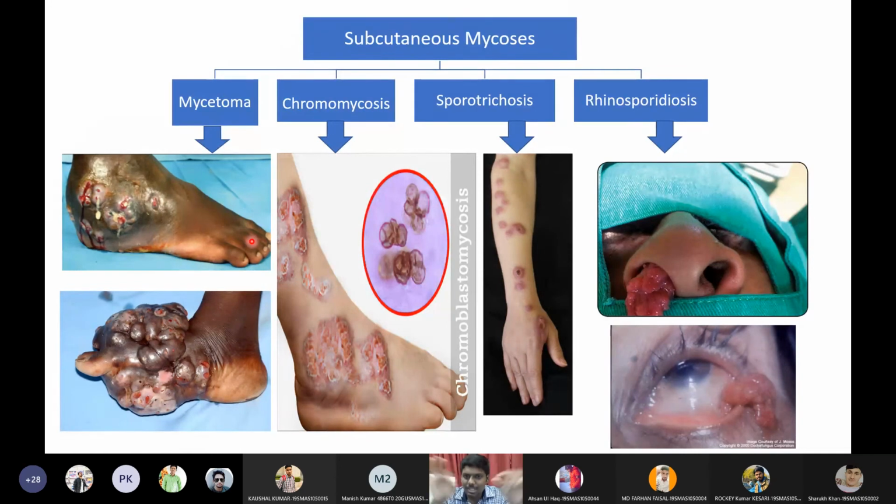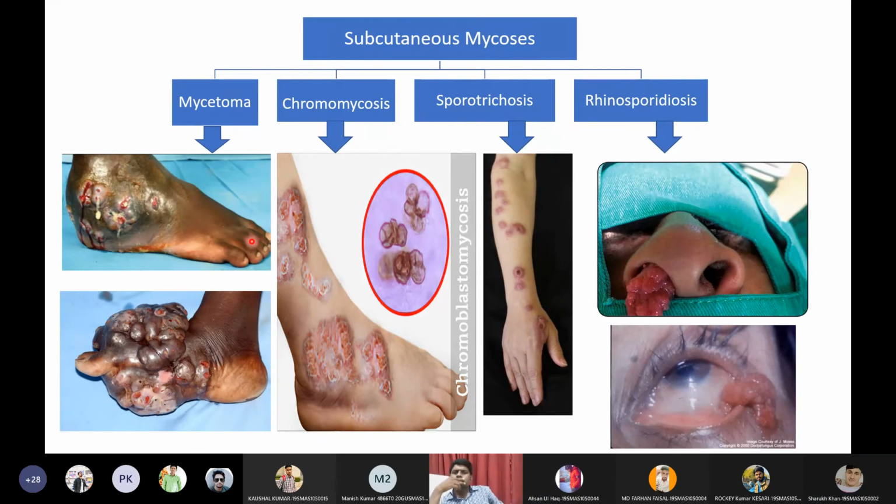Among these 4 fungi, which will spread through lymphatic vessels? Sporotrichosis. Very good. Then which fungus are we unable to cultivate in the lab? Rhinosporidiosis. How will you identify rhinosporidiosis? Through biopsy, by seeing sporangium with endospores. Very good.